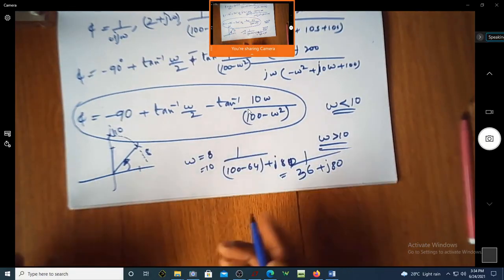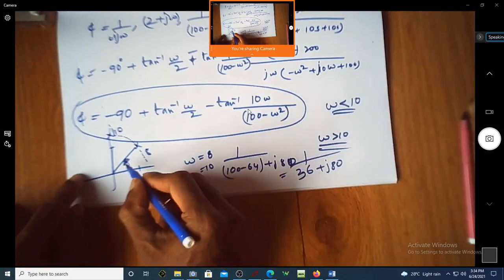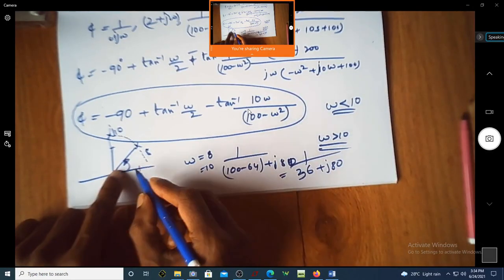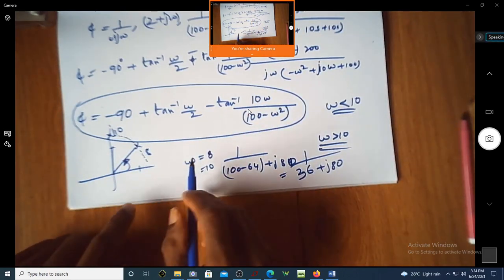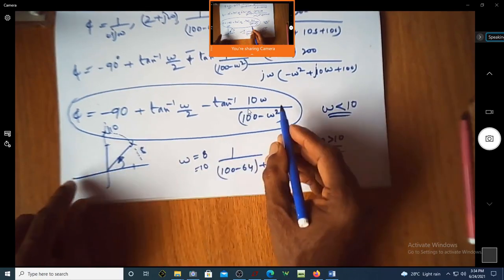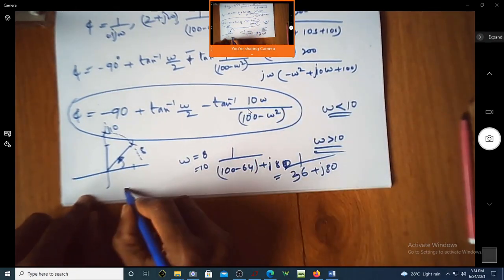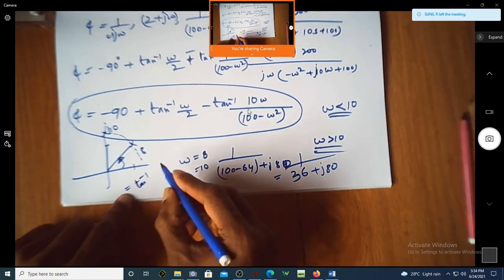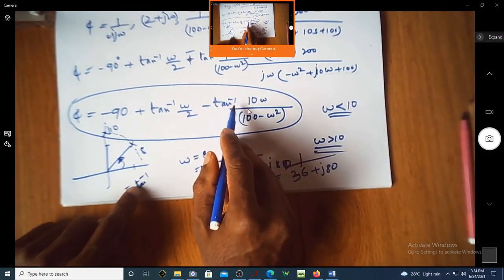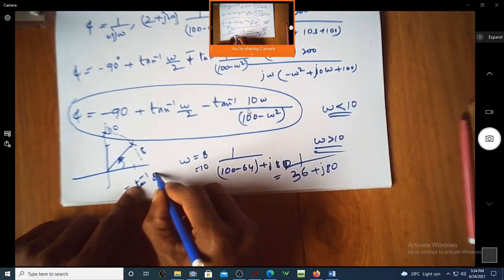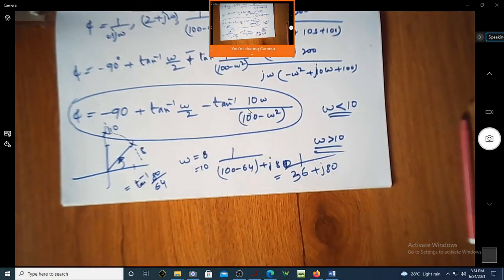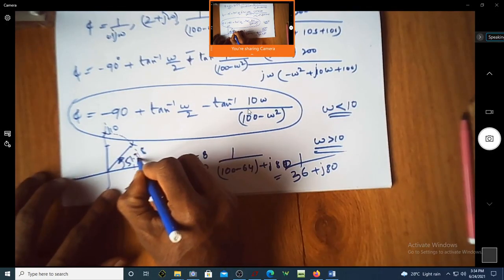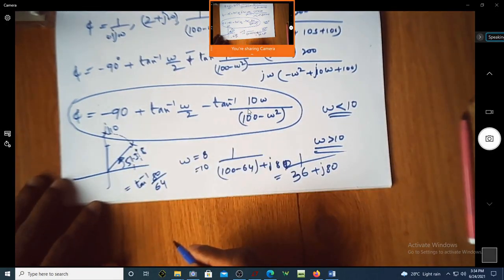So whatever phase angle you are finding is actually this angle. Correct? Which is nothing but tan inverse of so and so. Now, can somebody find, if omega is equal to 8, what is tan inverse of how much is this? Tan inverse of 80 by 64. How much is that? 80 by 64. Sir, 51.34. This is 51.34 degrees.